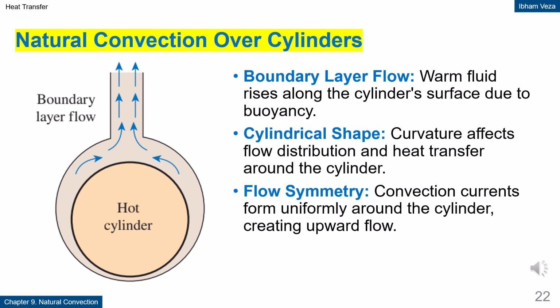Natural convection over cylinders. For a heated cylinder, the fluid near the surface becomes lighter and moves upward along the circumference. The curved shape affects the distribution of velocity and temperature around the surface. The flows from both sides eventually merge at the top of the cylinder. This pattern is different from a flat plate because of curvature effects. The cylindrical geometry leads to specific heat transfer correlations.